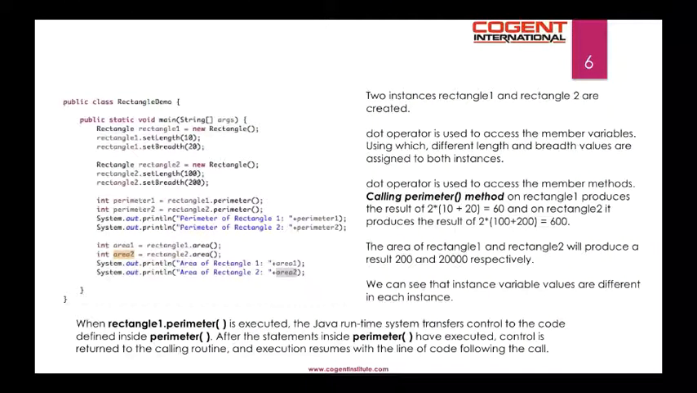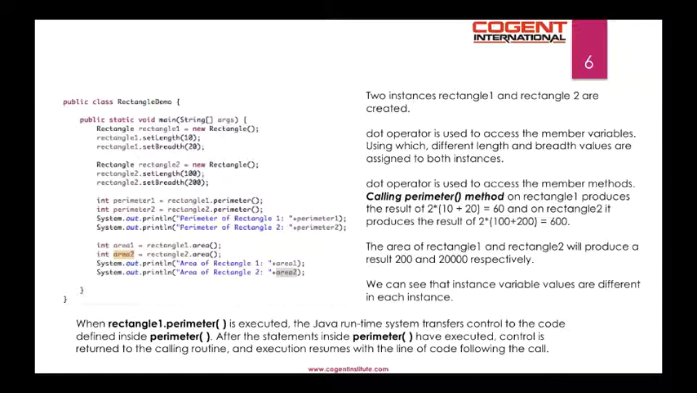To illustrate that each instance of a class has its own copy of data, we have two instances, rectangle1 and rectangle2 created. The dot operator is used to access the member variables, using which different length and breadth values are assigned to both the instances. In the first case, we set the length to 10 and breadth to 20. And in the second instance, we set the length to 100 and breadth to 200.